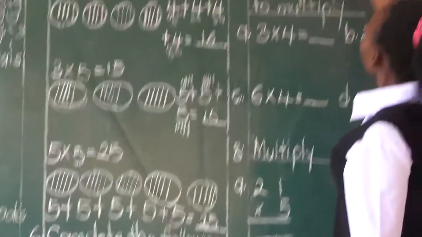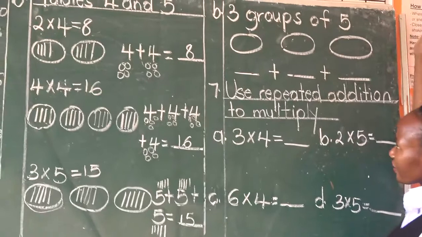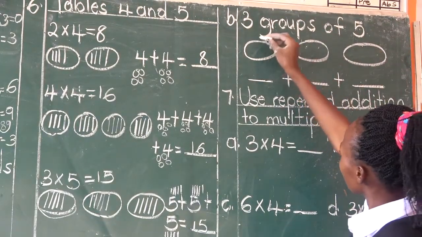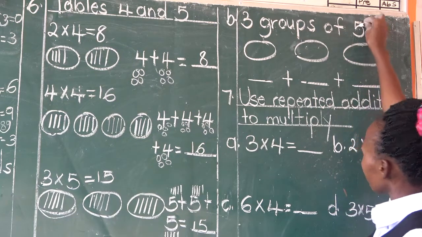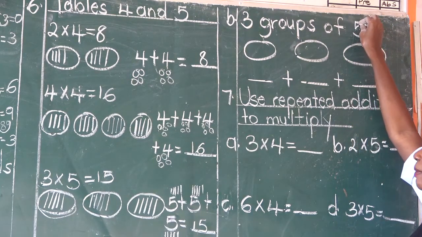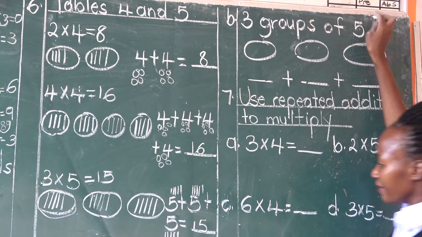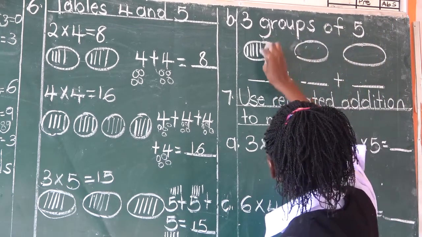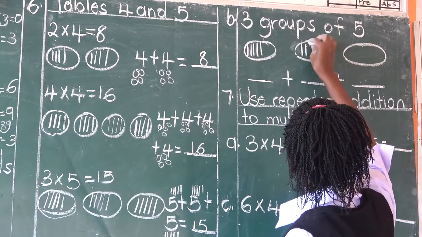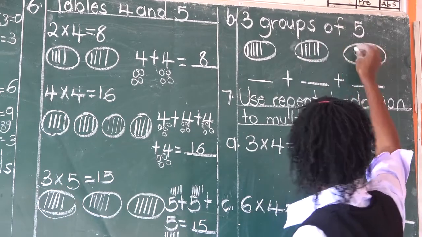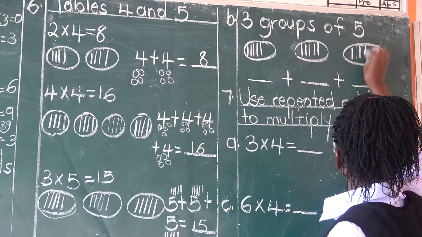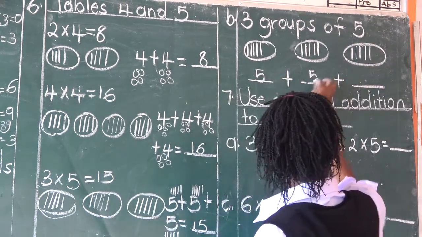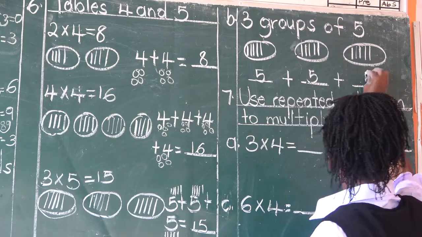And here we have 3 groups of 5. These are the 3 groups, 1, 2, 3. Meaning that each group is supposed to have 5. 1, 2, 3, 4, 5 in each group. Then this is the number of items we put in each group, 5.